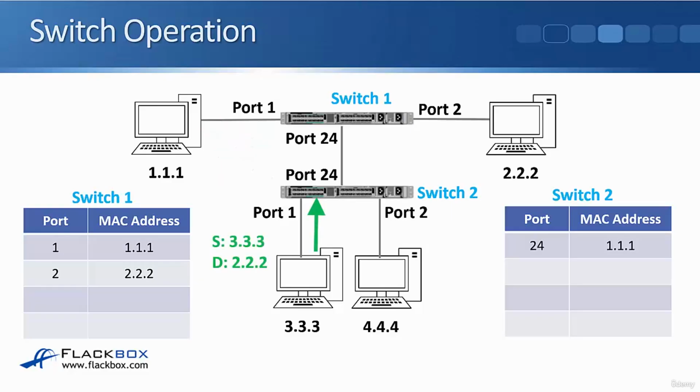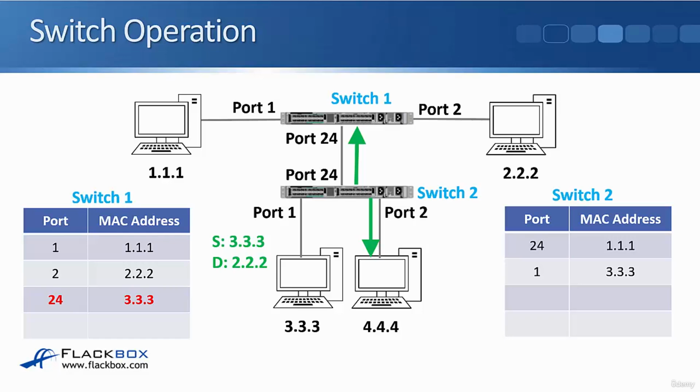The next thing that happens is we're going to have some different traffic. So now the source of 3.3.3 sends a frame to destination MAC address of 2.2.2. That hits switch 2 and it will update its MAC address table to say that host 3.3.3 is reachable on port 1. Switch 2 will then forward that frame out all ports because the destination MAC address was 2.2.2 and it doesn't have that in its MAC address table. So it's unknown unicast, it will send it everywhere.